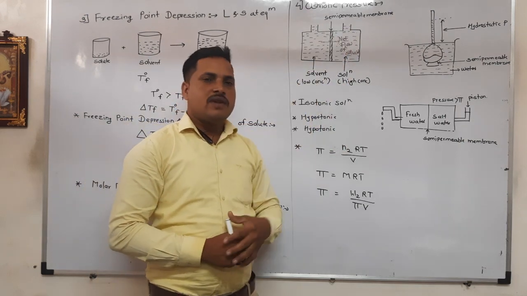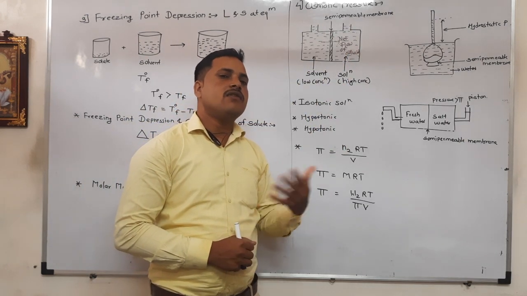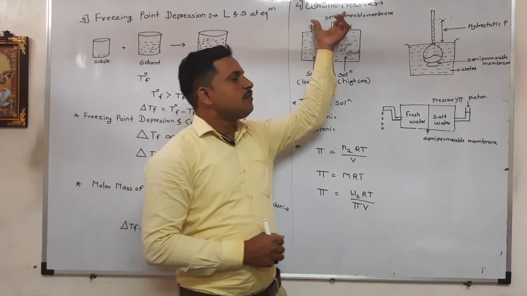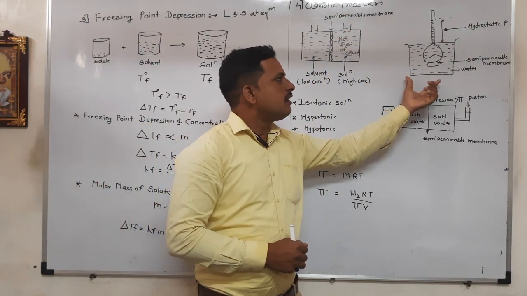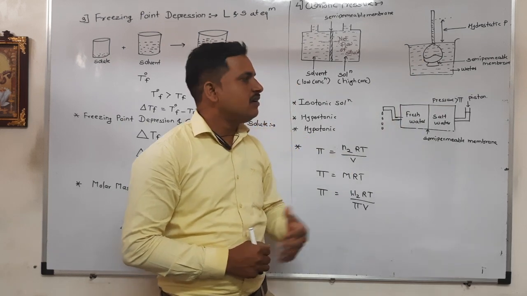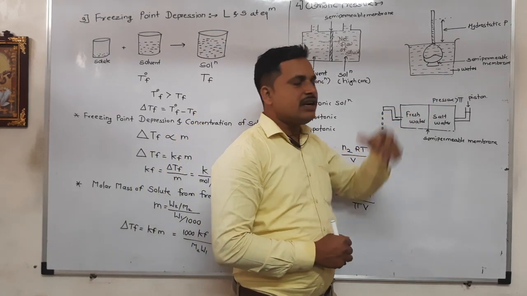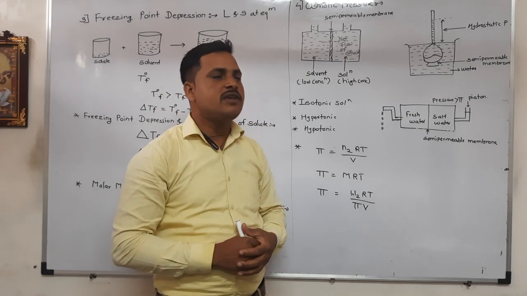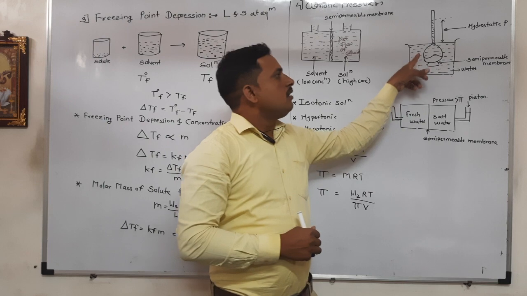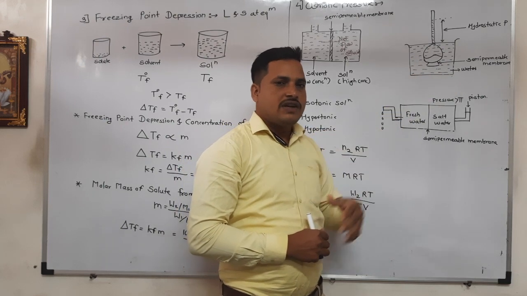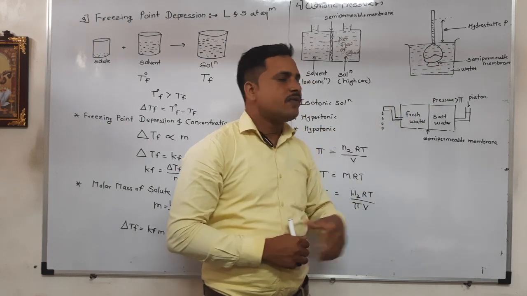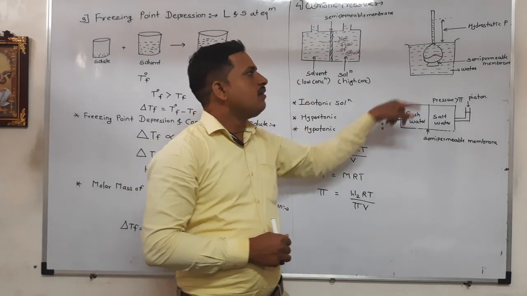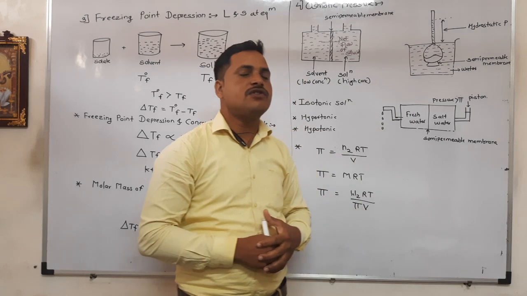The semi-permeable membrane is made up of cellophane, which has small pores. To explain osmotic pressure, take another diagram or experiment in which one container has a thistle tube placed inverted. In the container, take pure water, and in the thistle tube, at the bottom, take a semi-permeable membrane, in which a sugar solution is placed.